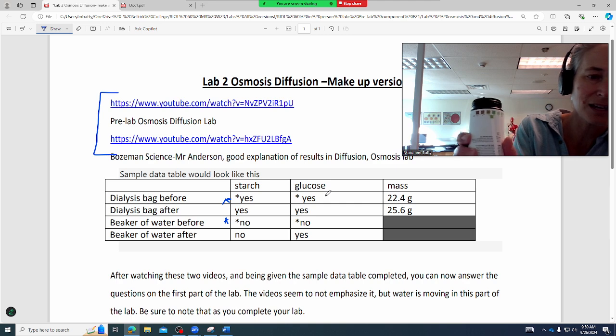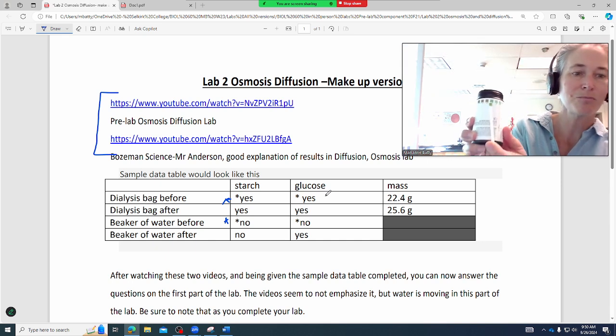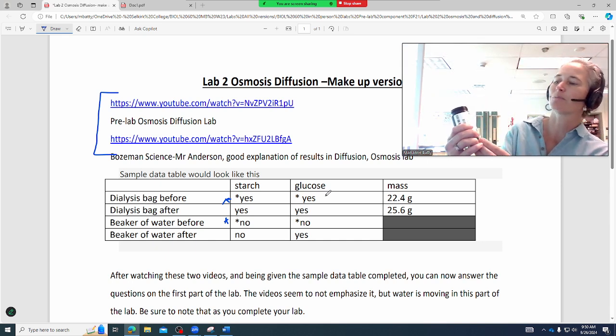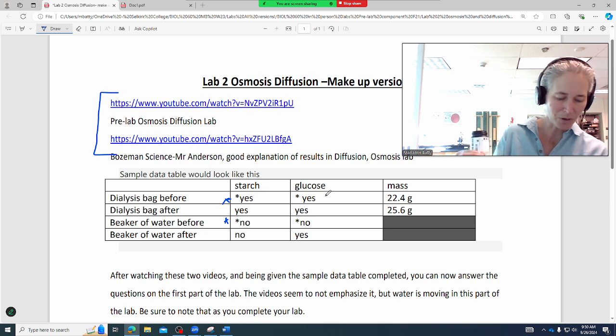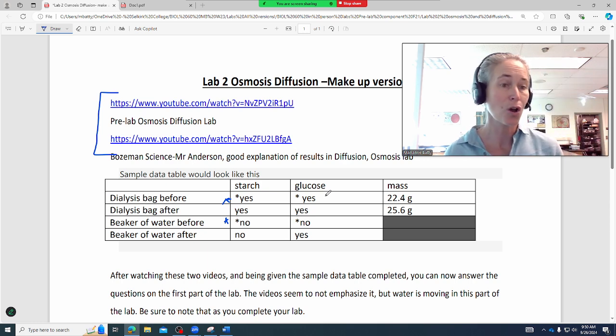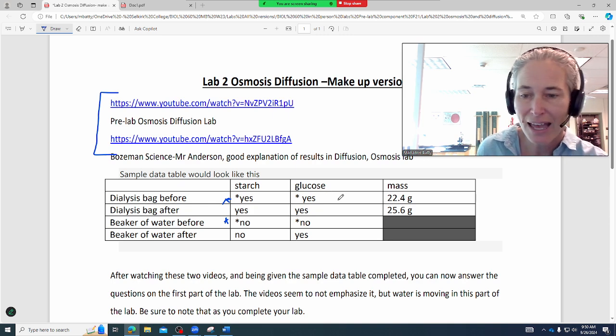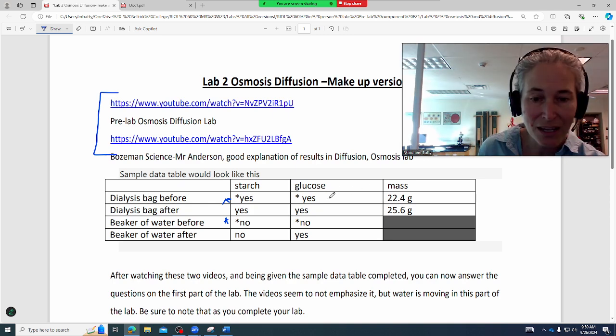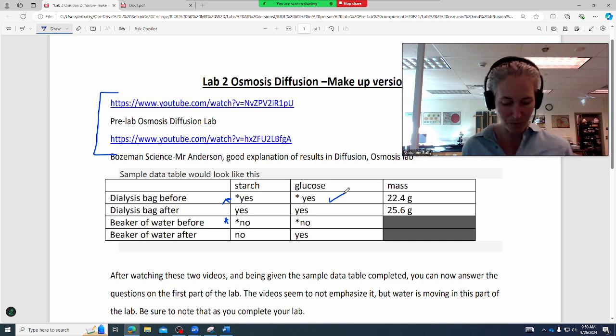So I don't know if you can see the color, from nothing up to some. And so I'm kind of midway on that scale, actually moving up to a little more glucose. So these are just qualitative results. And in the dialysis tubing, yes, there is glucose before.